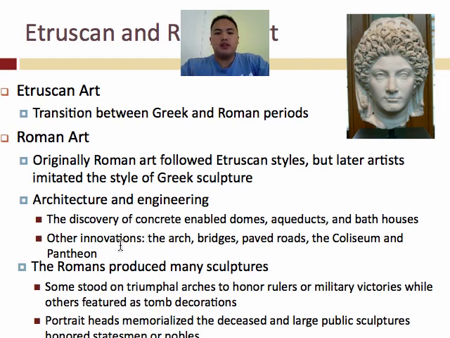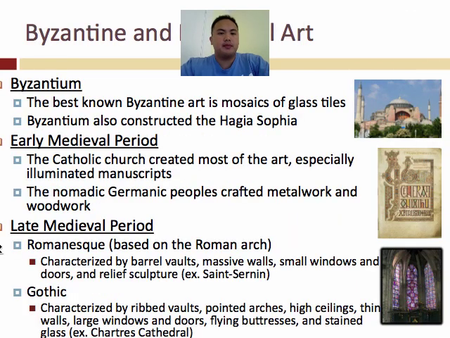I'll start with this discovery of concrete. They also produced many sculptures, so I know this might get cut off in the video, but they stood on triumphal arches to honor rulers, and then they used these portrait heads to memorialize deceased, honored statesmen, nobles, things like that. On the top right, some of you may be wondering, this is a Roman portrait head that we were talking about when they dedicate or memorialize the deceased.